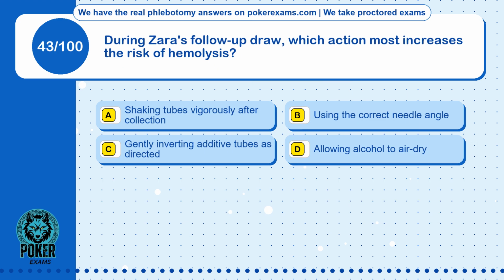Question 43. During Zara's follow-up draw, which action most increases the risk of hemolysis? Option A. Shaking tubes vigorously after collection. Option B. Using the correct needle angle. Option C. Gently inverting additive tubes as directed. Option D. Allowing alcohol to air dry.